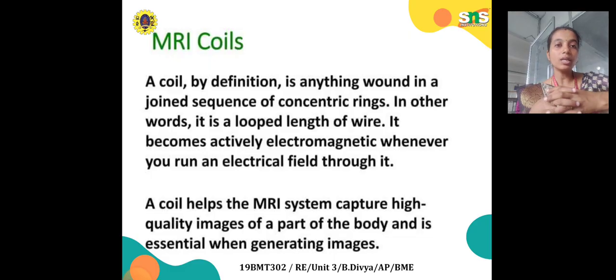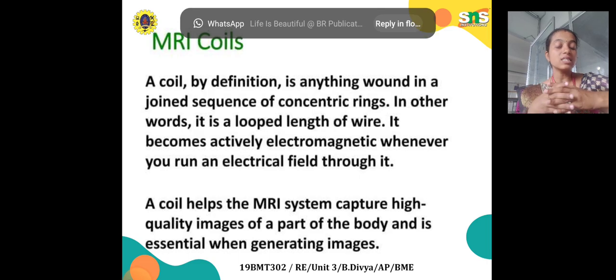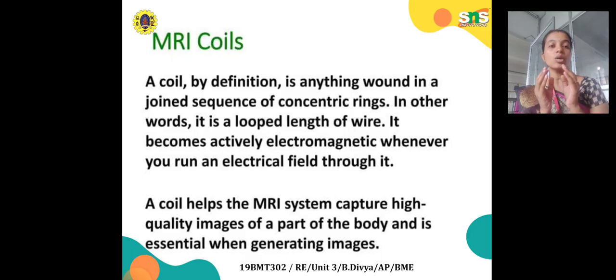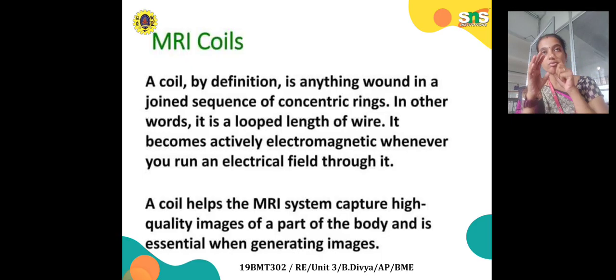A coil helps the MRI system capture high quality images of the part of the body which is to be scanned, and it is essential when generating images. Finally, we have to generate images. The generated image should be very clear and in an appropriate form. For that, the coil is used.